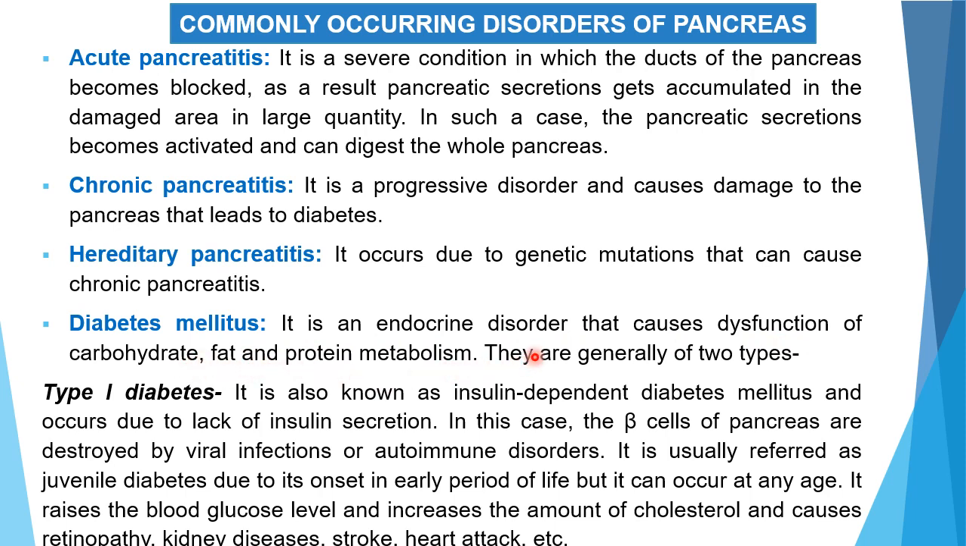They are generally of two types. Type 1 diabetes. It is also known as insulin-dependent diabetes mellitus, and it occurs due to lack of insulin secretion. Here, the beta cells of the pancreas are destroyed by viral infections or autoimmune disorders.